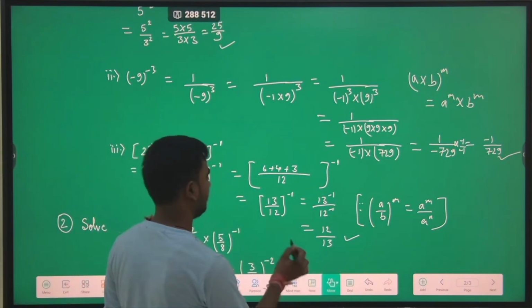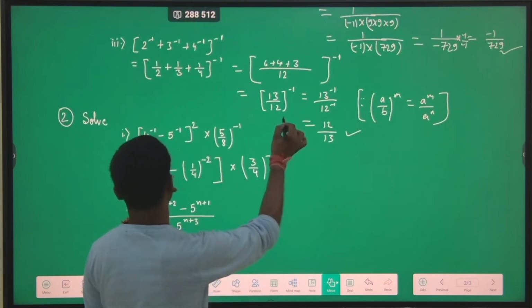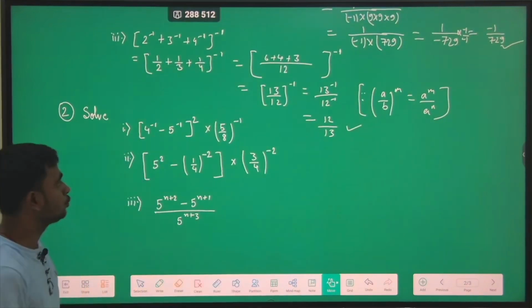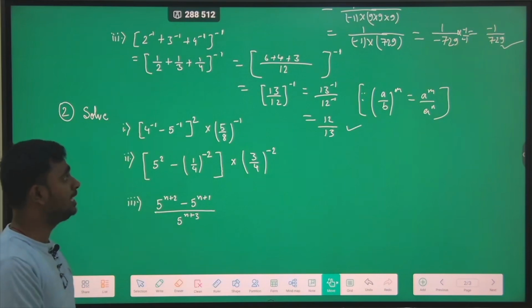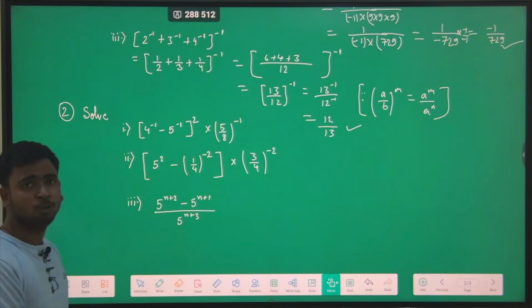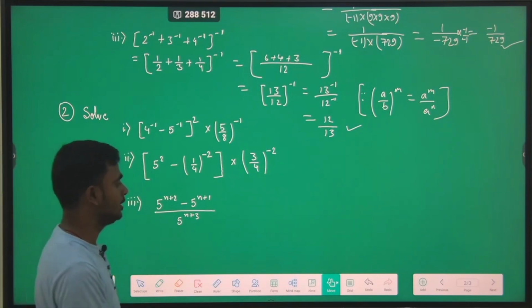Now, we have to solve 3 more questions here. The first one is, we have to solve 4 inverse minus 5 inverse to the power 2 multiplied with 5 by 8 to the power minus 1. So let us solve.